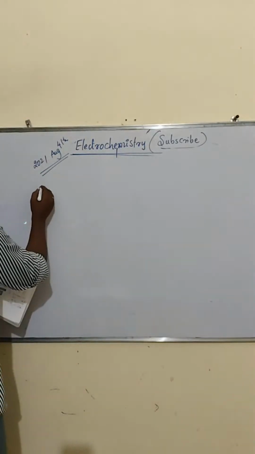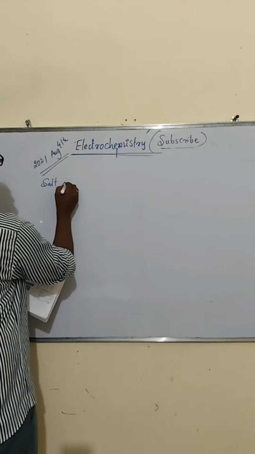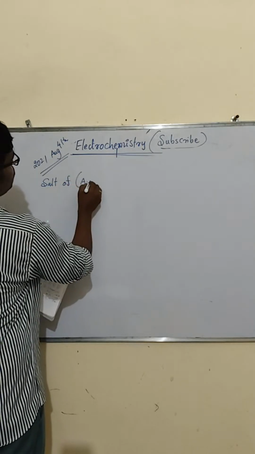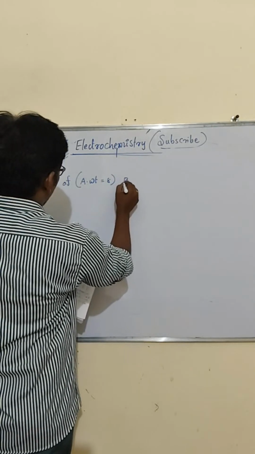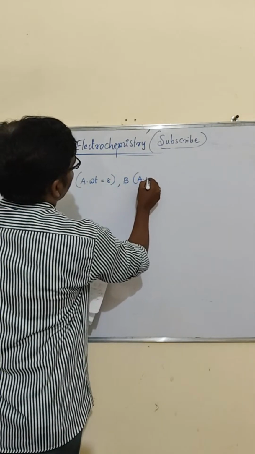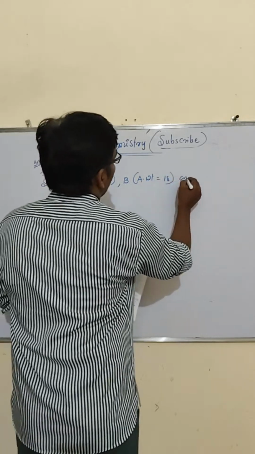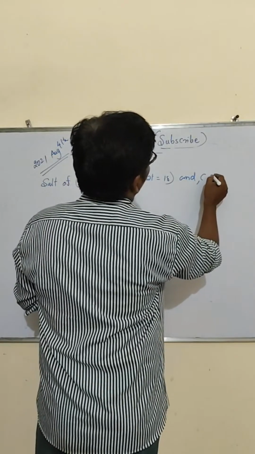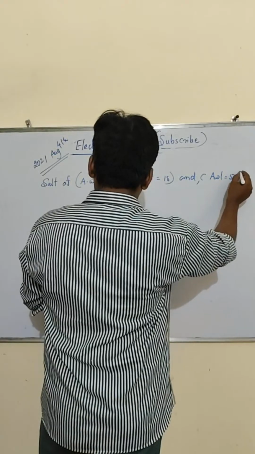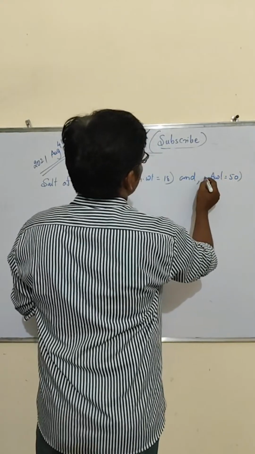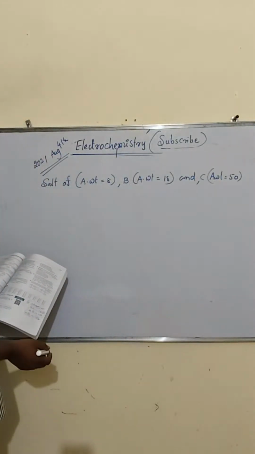Look at salt of A, atomic weight is equal to 8. B, atomic weight is equal to 18. And C, atomic weight is equal to 50. So A, B, C are given with their atomic weights.